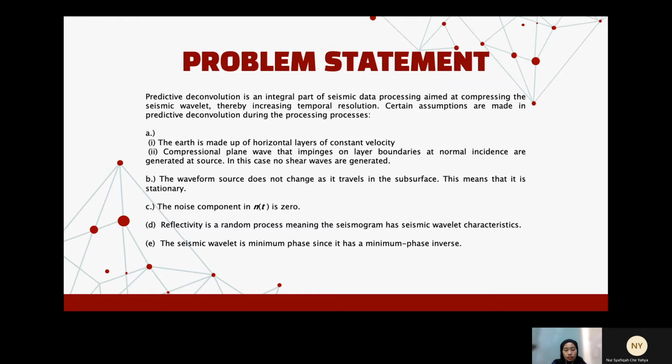Thirdly, the noise component n(t) is zero. Next, reflectivity is a random process, meaning the seismogram has the seismic wavelet characteristic. And lastly, the assumption is that the seismic wavelet is minimum phase, since it has a minimum phase inverse.